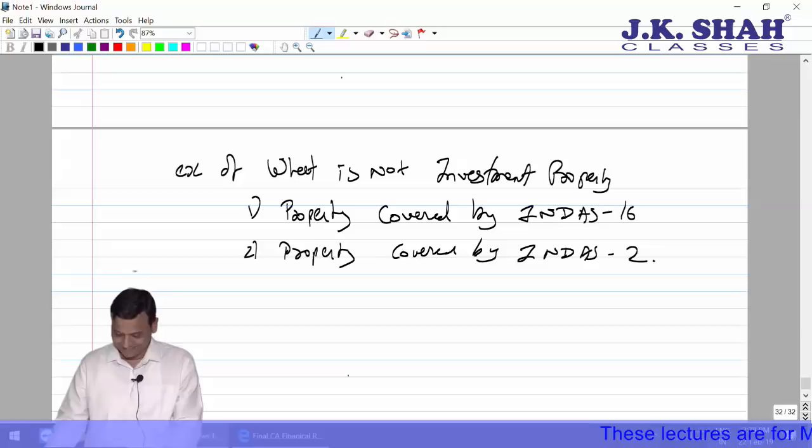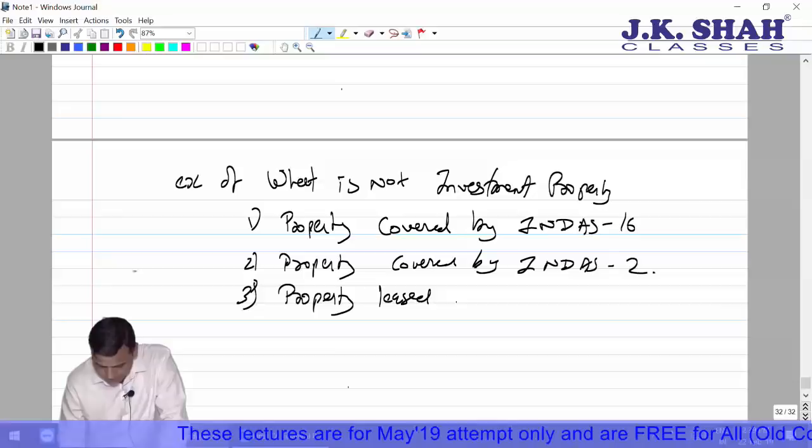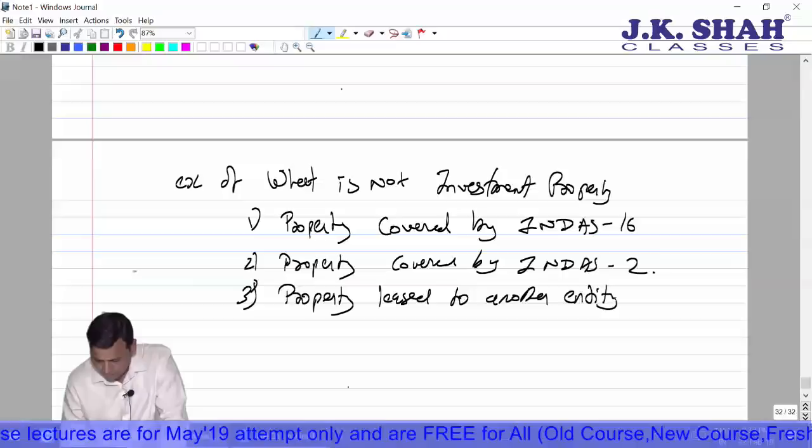Third, property leased to another entity under finance lease.